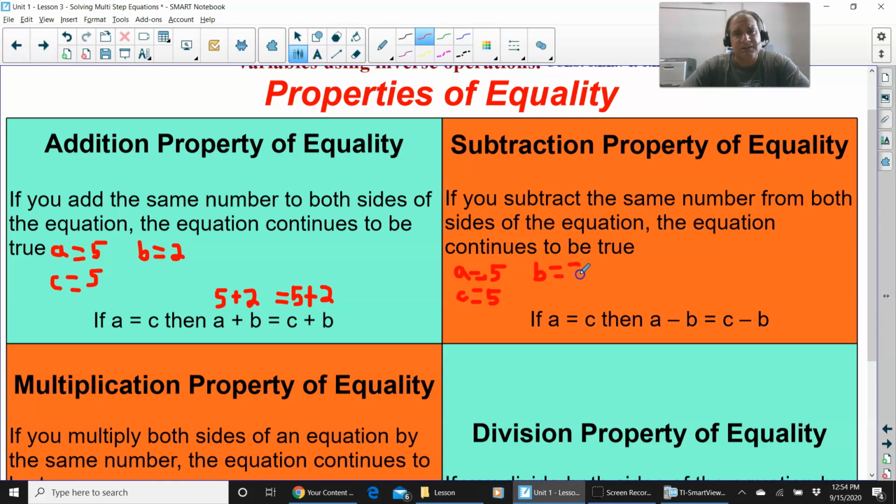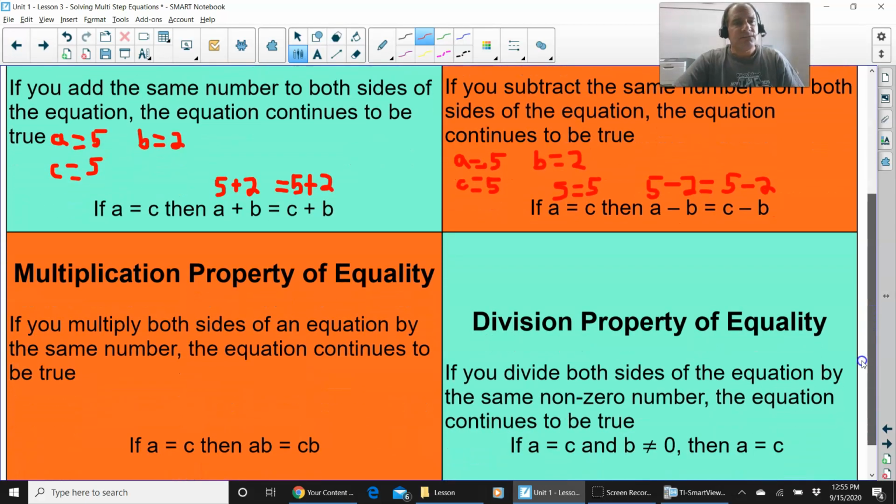So subtraction property of equality: if you subtract the same number from both sides of the equation, it continues to be true. Of course it does. So look, 5 equals 5. A is 5, so is C. So that means A, which is 5, minus 2, which is B, and I just made that number up, equals 5 minus 2, because C is 5 also. They are equal to each other. That is subtraction property of equality.